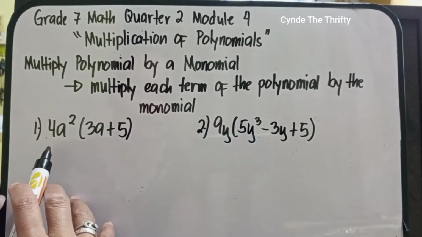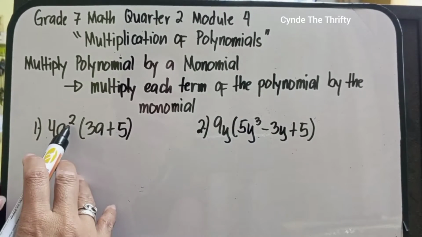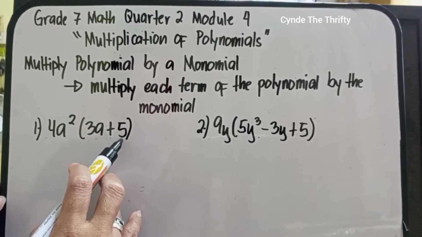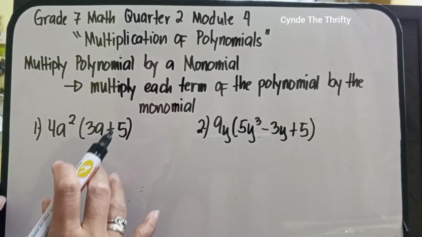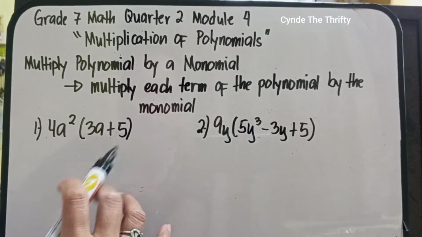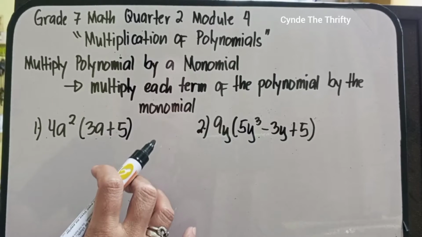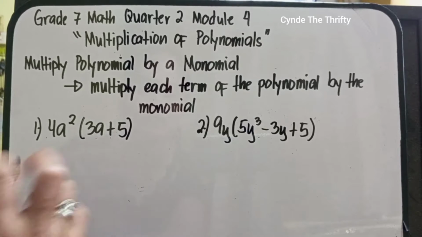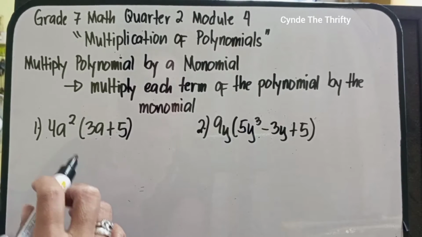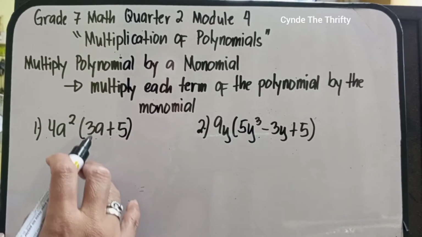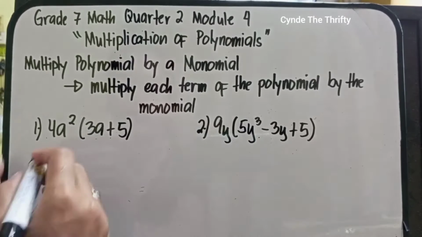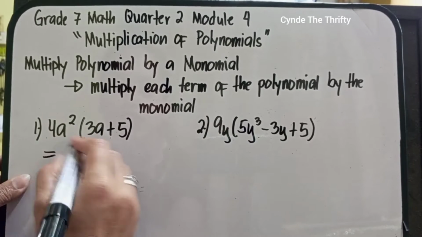So, for example, meron tayo ditong 4a squared multiplied by 3a plus 5. Ang gagamitin natin ditong laws of exponent is product of a power. Ano yung product of a power? So, kung hindi nyo napanood ang previous lesson natin, panoorin nyo ang ating previous lesson. So, ang product of a power is, ang gagawin natin kapag nag-multiply tayo, i-add natin ang exponent. So, for example, this one, 4a squared.